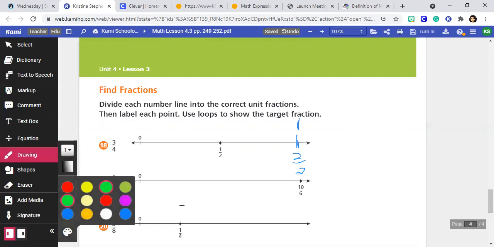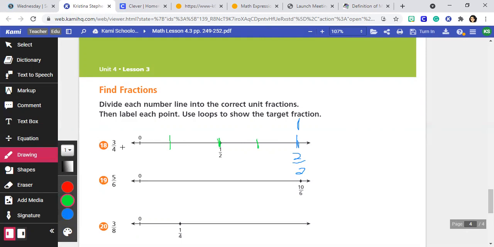Now I'm going to go back and divide between 0 and 1 into 4 sections because that's what our target fraction is asking for. It's asking for 4 equal parts. So 1, 2, 3, and we've got 4 equal parts. 1 part, 2 parts, 3 parts, 4 parts. So let's label this here. I've got 1/4, 2/4, there's 3/4, and we know that that's 2/2, but we also know that it's 4/4, which also equals 1.